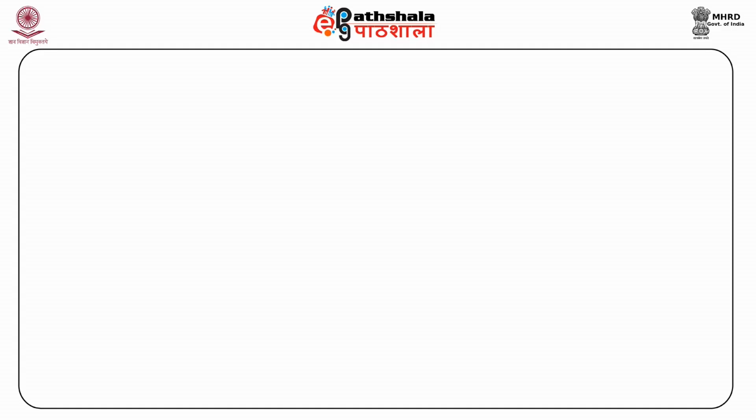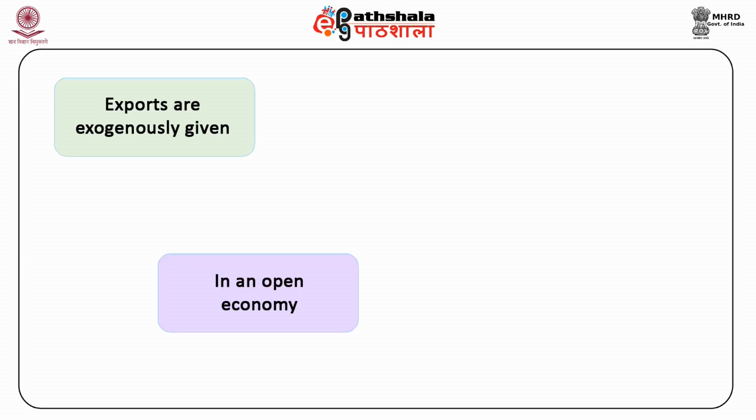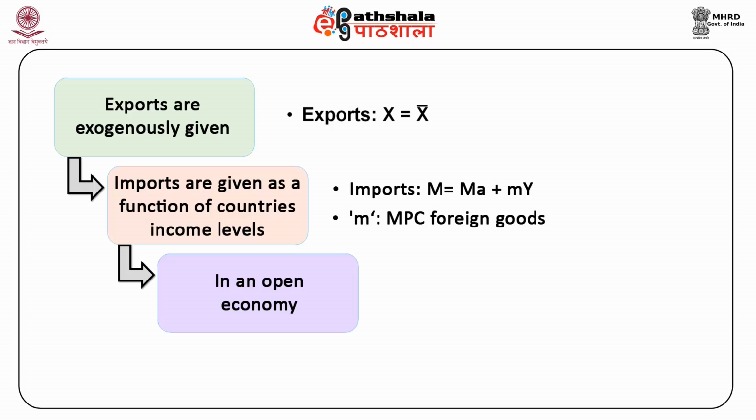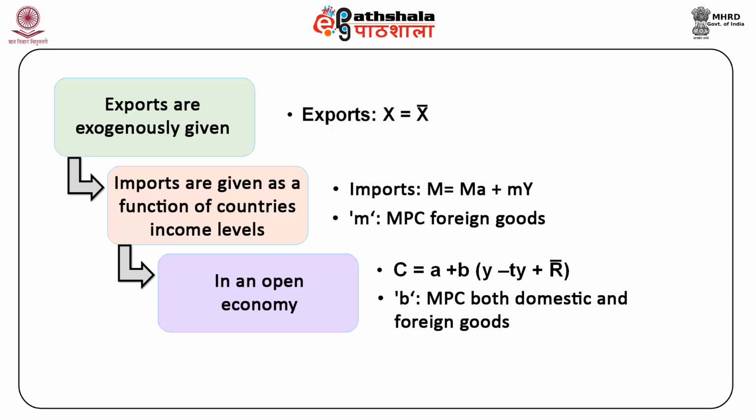We shall now discuss the multiplier in an open economy. In an open economy, exports are exogenously given and imports are given as a function of the country's income levels. Exports X is equal to X bar. Imports capital M is equal to capital M A plus M Y, where M is the marginal propensity to consume foreign goods. In an open economy, the consumption function is C is equal to A plus B into (Y minus Ty plus R bar), where B is the marginal propensity to consume both domestic and foreign goods. Hence, B minus M is the marginal propensity to consume only domestic goods.